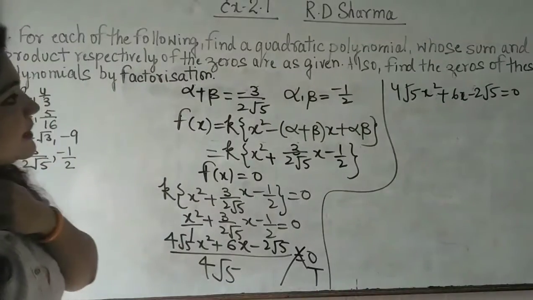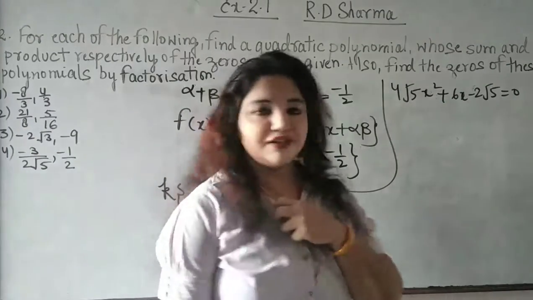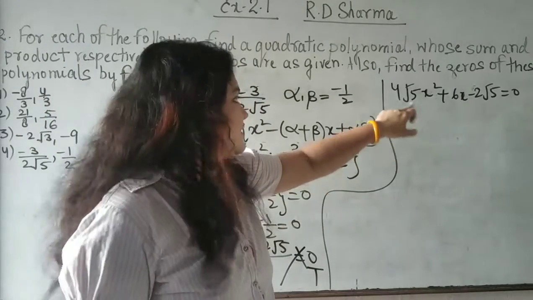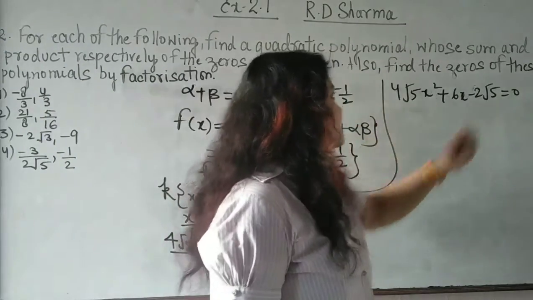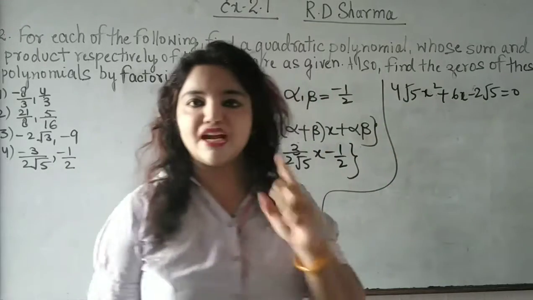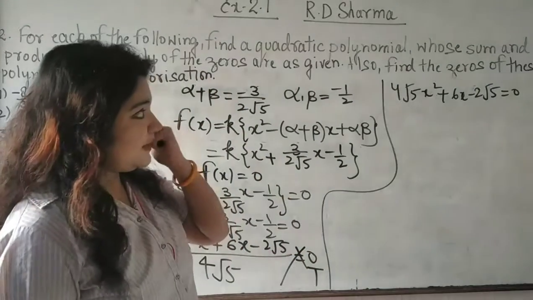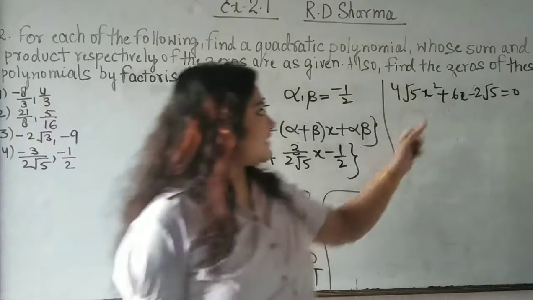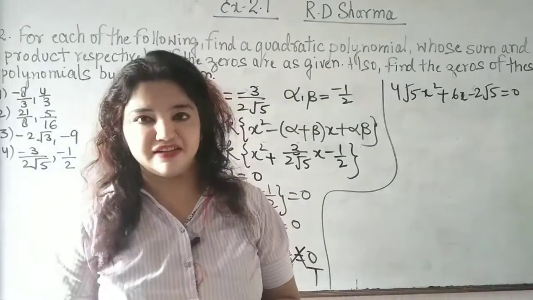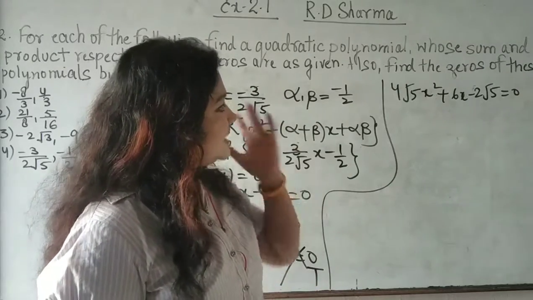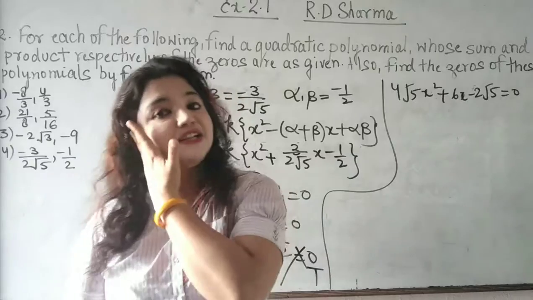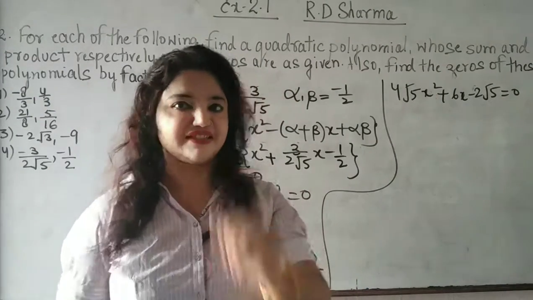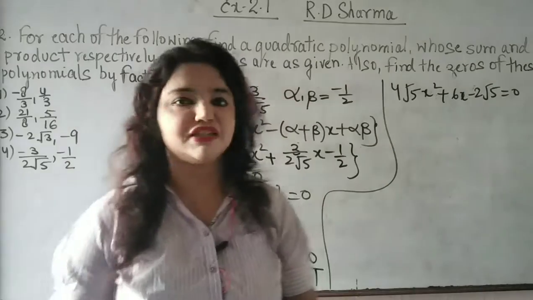So now we will apply the middle term splitting method to get the zeros of this polynomial. First of all, we will multiply the coefficient and the constant. So 4 twos are 8, and √5 into √5 will be 5, so 8 into 5 will be 40. We have to break 40 in such a way that we can get 6. See guys, 10 fours are 40 and 10 minus 4 is 6. So in the place of 6 we can write 10 minus 4.